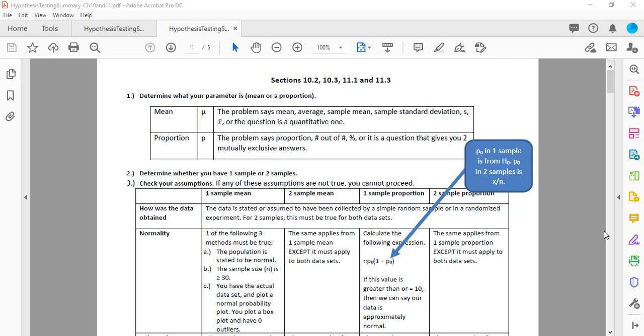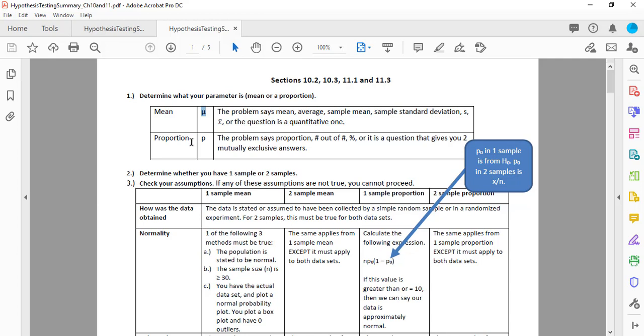Next comes hypothesis testing. The first thing we want to do is to determine what our parameter is. Is this a mean problem or is it a proportion problem? So our symbol for mean is mu, and the keywords you're looking for in your problem are mean, average, sample mean, sample standard deviation, S, X bar, or the question they ask is a quantitative one. What is the typical age for a student at Georgia State University?